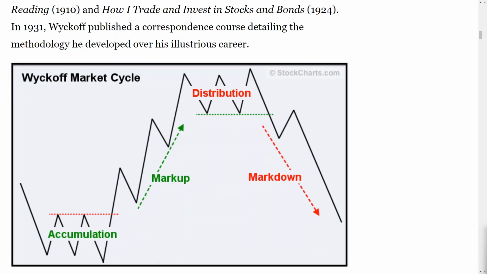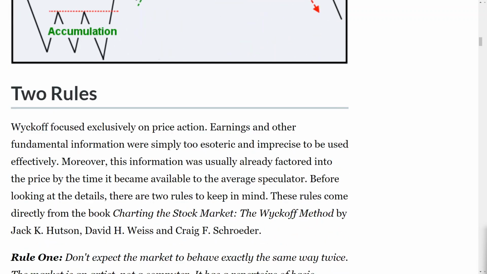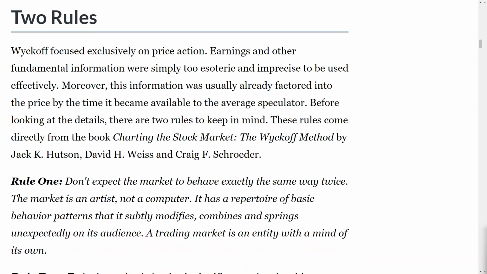2 rules. Wyckoff focused exclusively on price action. Earnings and other fundamental information was simply too esoteric and imprecise to be used effectively. Moreover, this information was usually already factored into the price by the time it became available to the average speculator.